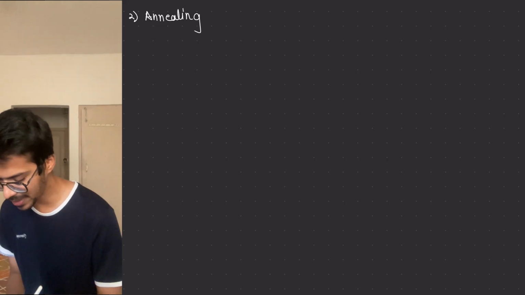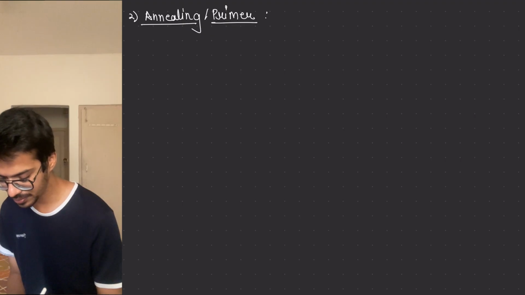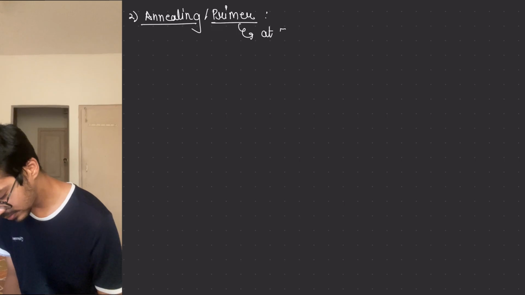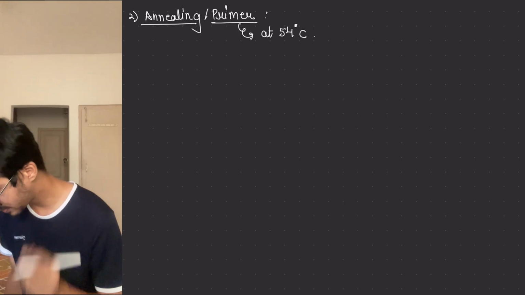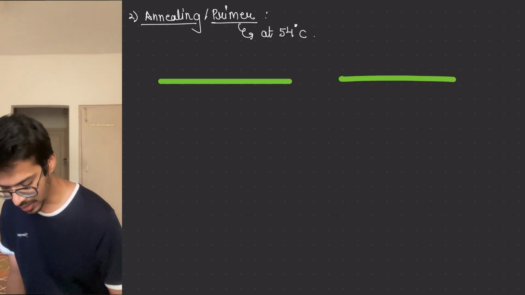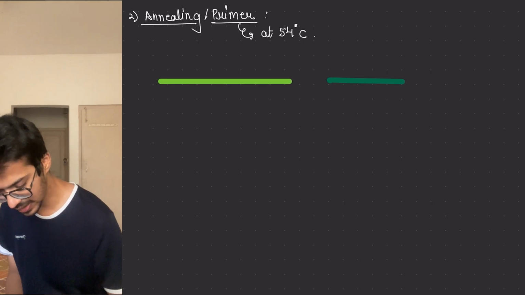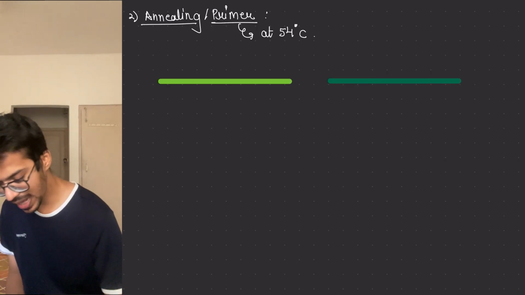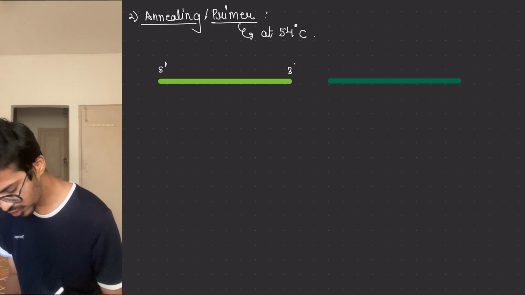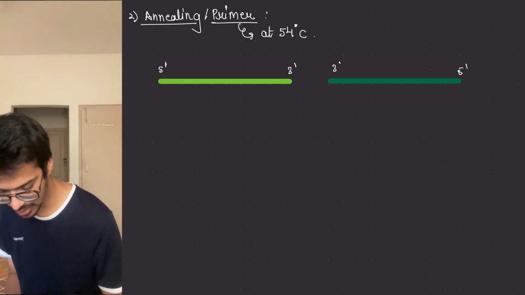Annealing means priming. Priming means that the primer will come and attach to it. The next step occurs at 54 degrees Celsius. Now what will happen to both of the strands? This is the first strand, this is the second strand. These strands will have 5' to 3' ends, right? So this is 5' to 3', and this is 3' to 5'. Opposite will be there now.